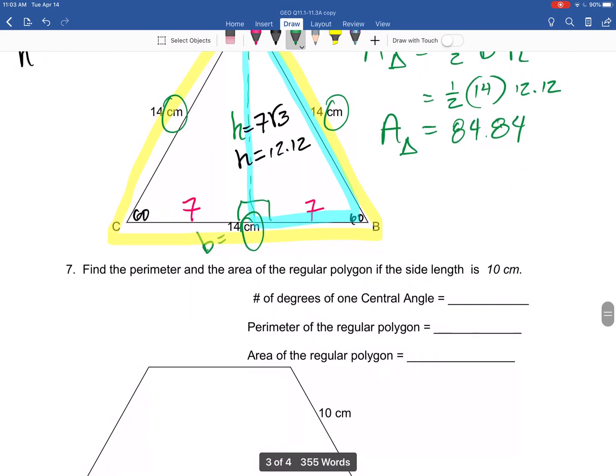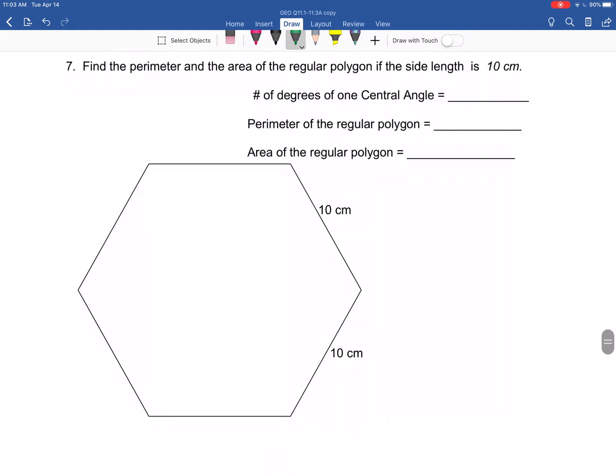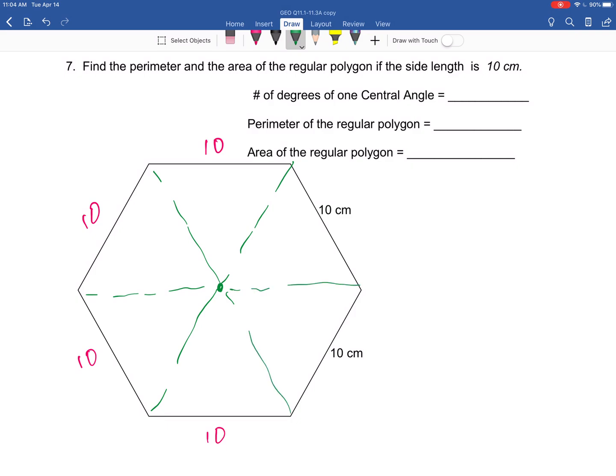Okay, let's go to 7. On 7, what did they give us? They give us a side length. Every side is 10. Well, what's the first thing they want? They want the central angle. Let's do that. From the center, we can do that. It's pretty easy. I see a circle in the center. I see 360 degrees. We're breaking it into 6 equal parts. Each one of those central angles is 60 degrees. So let's put that first. There we go, 60 degrees.